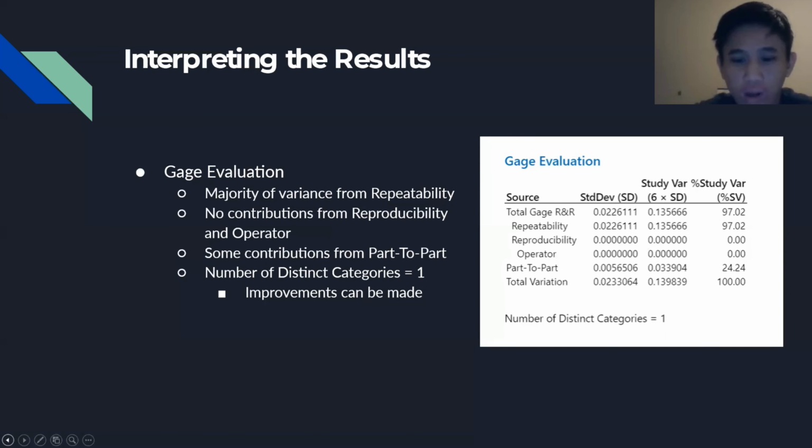But an important result from this output is the number of distinct categories. And we found that the number of distinct categories is equal to 1. What this means is that Minitab cannot distinguish between values that are in specification or out of specification. So Minitab just kind of reads our values all as one category. This means that improvements can be made to the process and the gauge analysis, and it's important to maximize this value if possible.